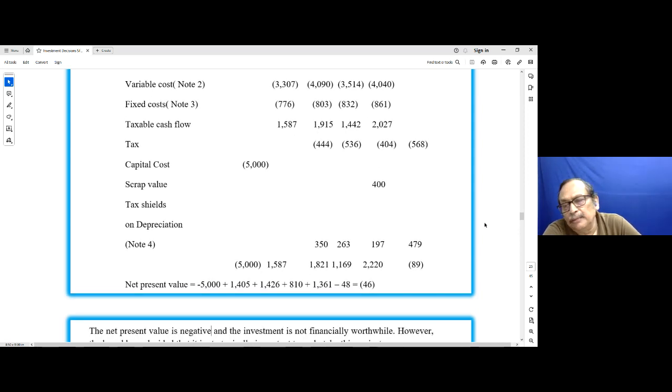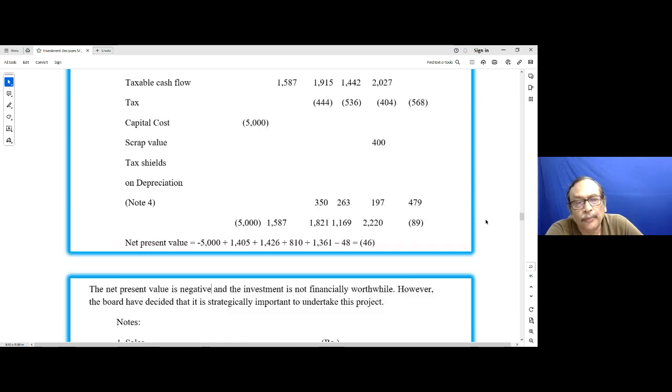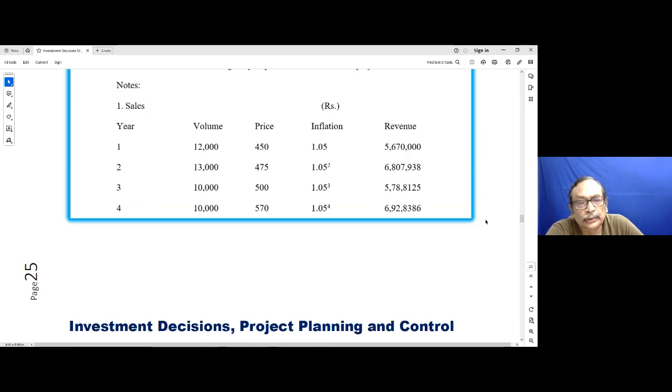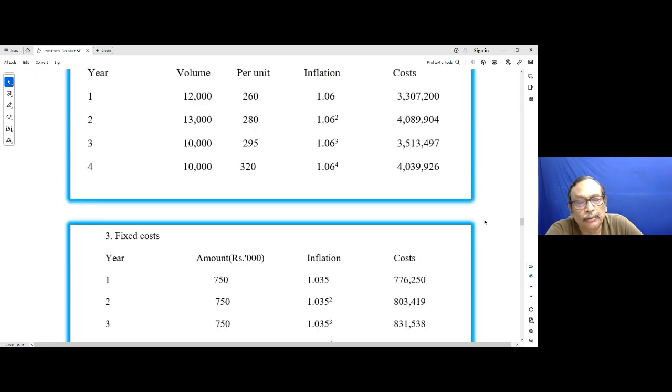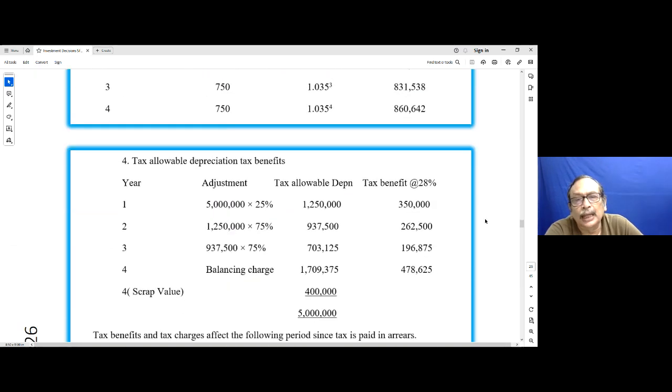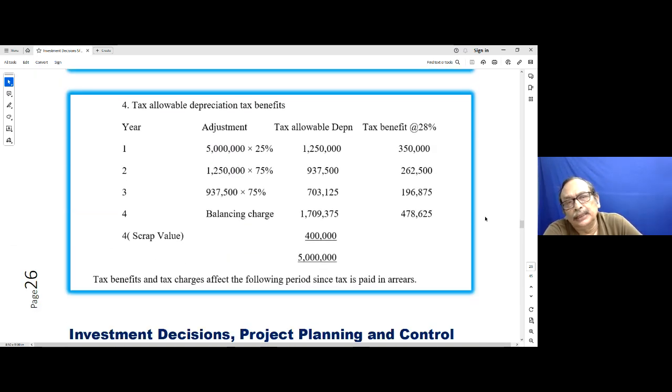Then tax shield on depreciation. Here tax shield means tax savings on depreciation, that we have calculated under note 4. So in note 4 we are going to have tax allowable depreciation, tax benefits. Here the adjustment is 25%, tax allowable depreciation, then tax benefit.